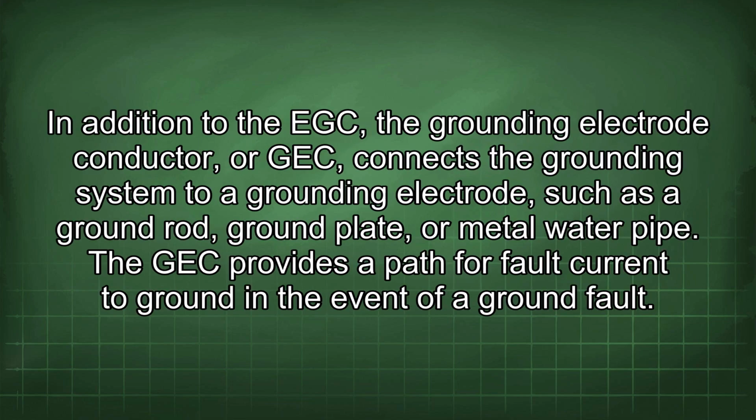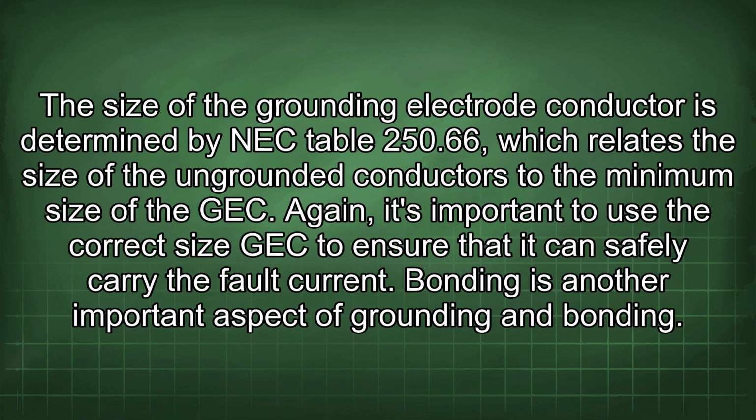In addition to the EGC, the grounding electrode conductor, or GEC, connects the grounding system to a grounding electrode, such as a ground rod, ground plate, or metal water pipe. The GEC provides a path for fault current to ground in the event of a ground fault. The size of the grounding electrode conductor is determined by NEC Table 250.66, which relates the size of the ungrounded conductors to the minimum size of the GEC. Again, it's important to use the correct size GEC to ensure that it can safely carry the fault current.